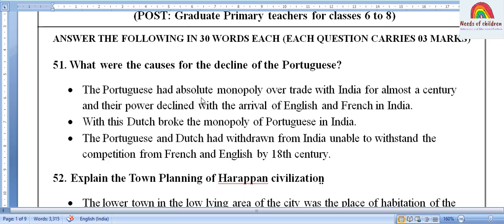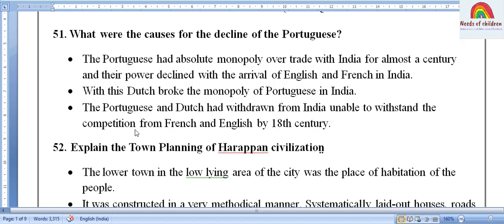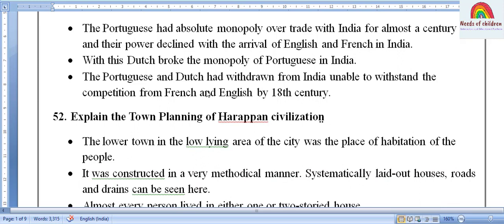The Portuguese had absolute monopoly over the trade with India for almost a century and their power declined with the arrival of English and French in India. With this, Dutch broke the monopoly of Portuguese in India. The Portuguese and Dutch had withdrawn from India, unable to withstand the competition from French and English by 18th century. So these are the points for the answer of decline of the Portuguese. So okay, let's move on to next question, dear friends.